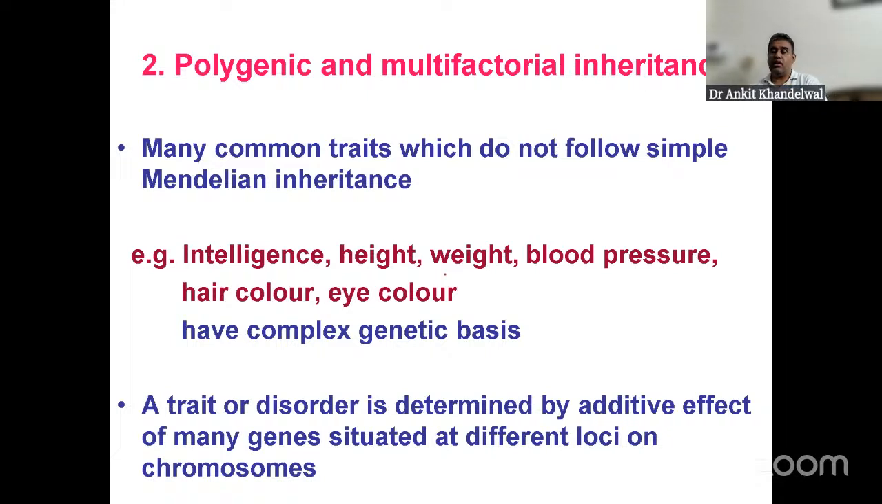Okay. Now let's come to polygenic and multifactorial inheritance. And after this particular subtopic, we'll again jump to our MCQ parts. Polygenic and multifactorial inheritance: many common traits which do not follow simple Mendelian inheritance. Remember, in the beginning, first or second slide, we discussed monogenic, Mendelian inheritance, or polygenic inheritance. This is the second one, polygenic. Till now, we have discussed autosomal recessive, autosomal dominant, X-linked, Y-linked, and next we have seen X-linked recessive, X-linked dominant. Now let's come to polygenic.